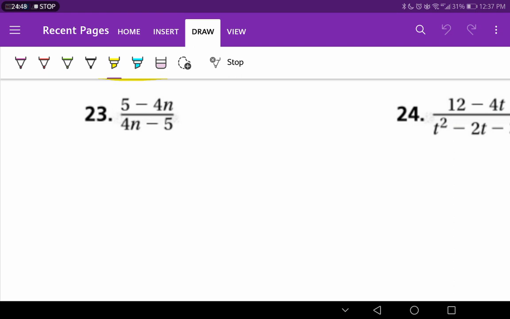Now, I check. I have 5 minus 4n. I always tell my students, if you have the same variable with the same coefficient on top and bottom but they have different signs, so I have negative 4n on top and 4n on bottom. Here I have 5 minus 4n, but down I have 4n minus 5. So now I can tell that they have different signs.